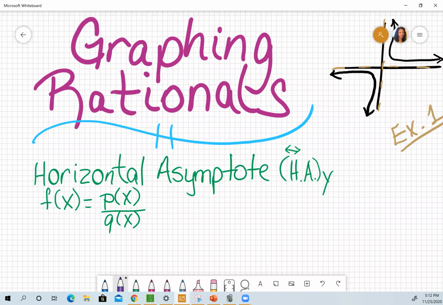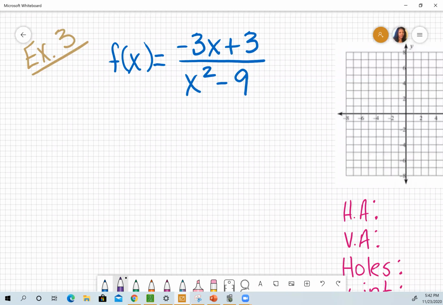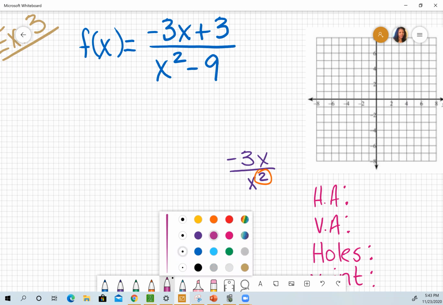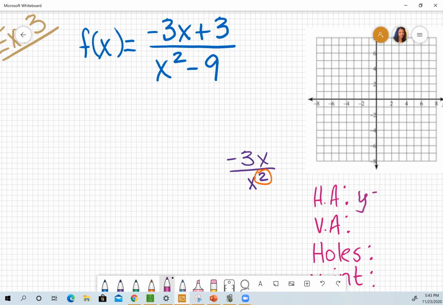I will be discussing graphing rationals. Example 3. First thing I want to do is my horizontal asymptote, and I see that my degree is negative 3x over x squared. So if I'm looking at the degree, which one is higher, I see that the denominator is higher, so therefore I want to keep y at 0. Horizontal, I can just go ahead and graph that. That's going to be a dashed line across the y-axis where it's 0.